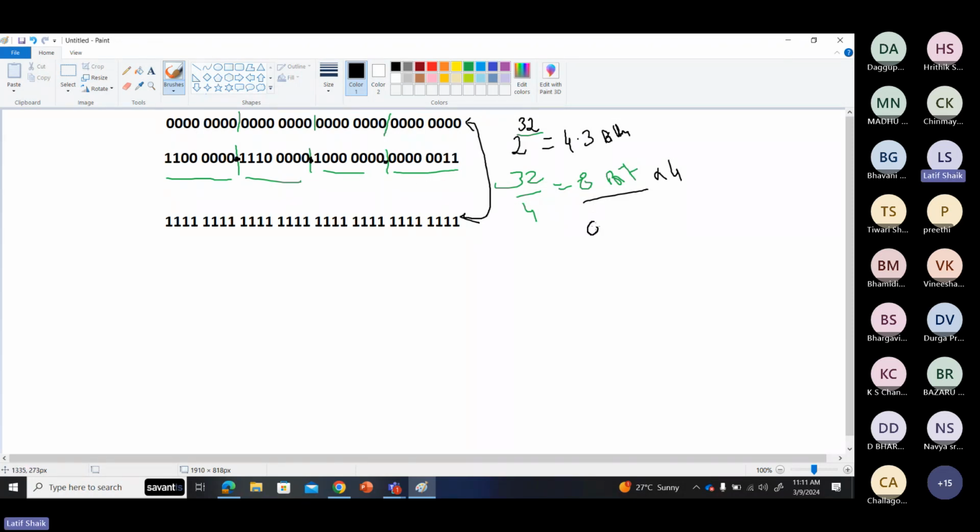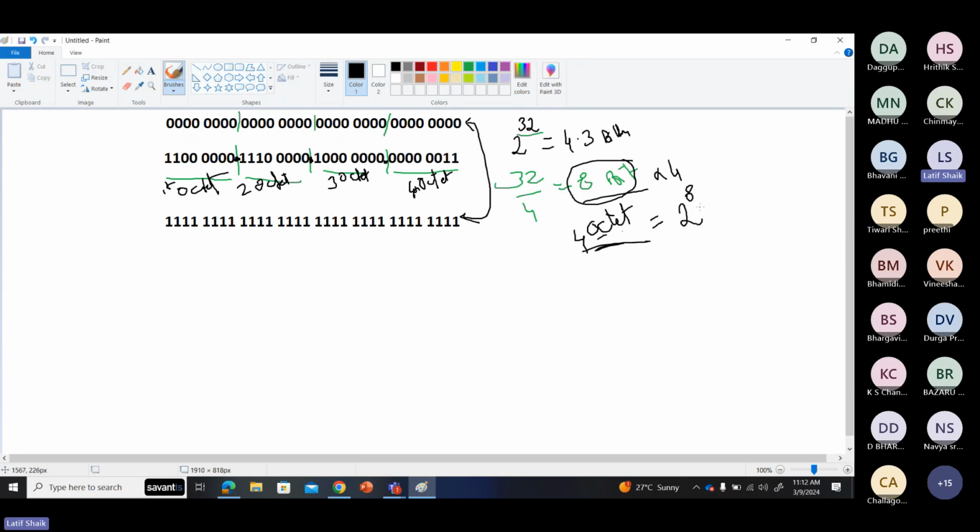This 8 bit we call an octet. This is one octet, this is the second octet, third octet, fourth octet. So totally we have 4 octets: the first octet, second octet, third octet, fourth octet. Each octet is 8 bit in size.